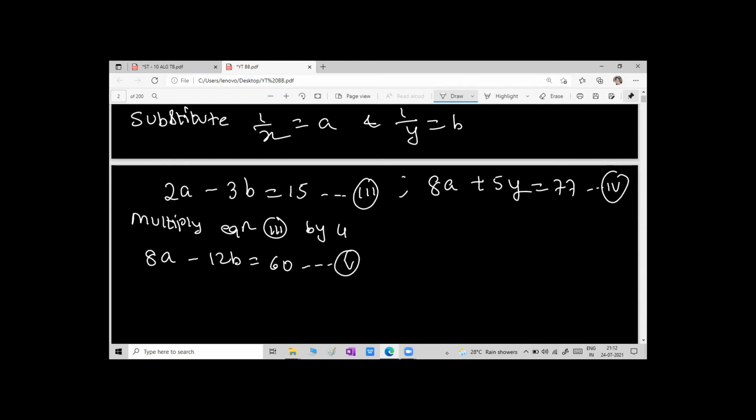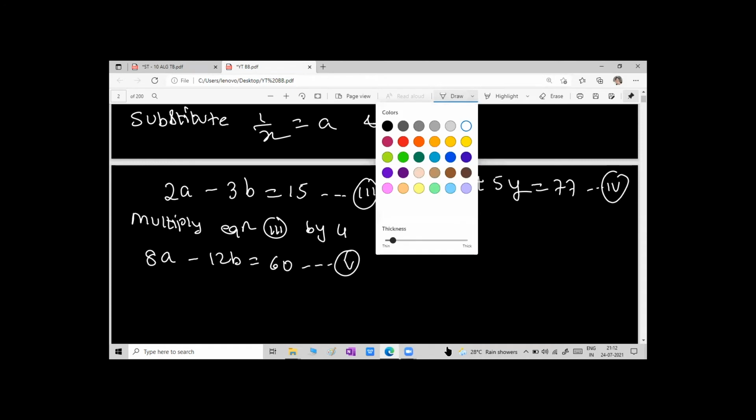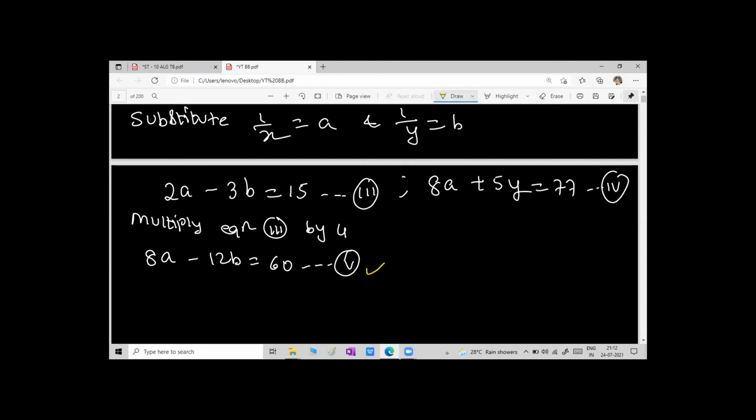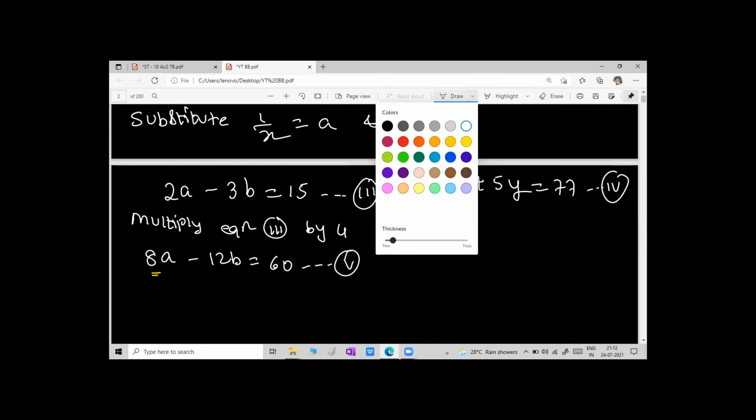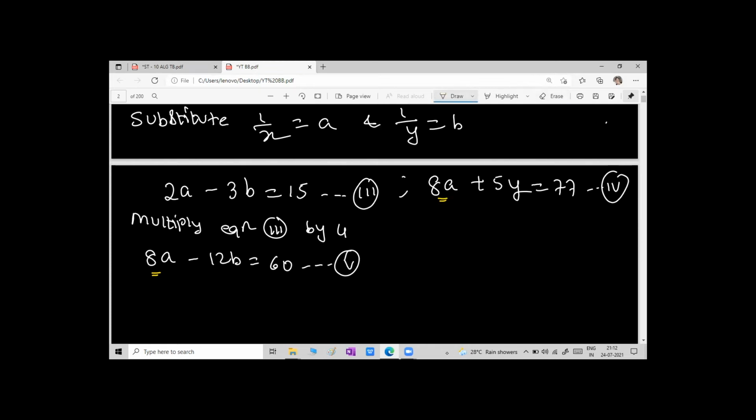समझा इधर तक? ये इक्वेशन 5 कैसे आया समझा तुमको? नाउ इक्वेशन 5 केयरफुली देखो. Look at this equation number 5 and look at my equation number 4. दोनों जगह 8a आ गया, 8a आ गया. So there are the same coefficient and the same sign. In this particular case, what do we perform, my dear students? We perform subtraction. So subtract equation 4 and 5.